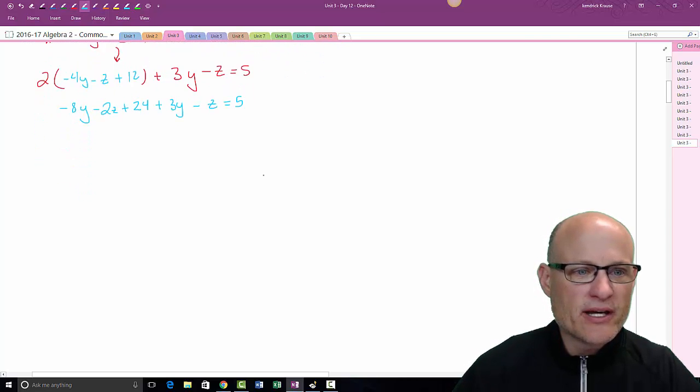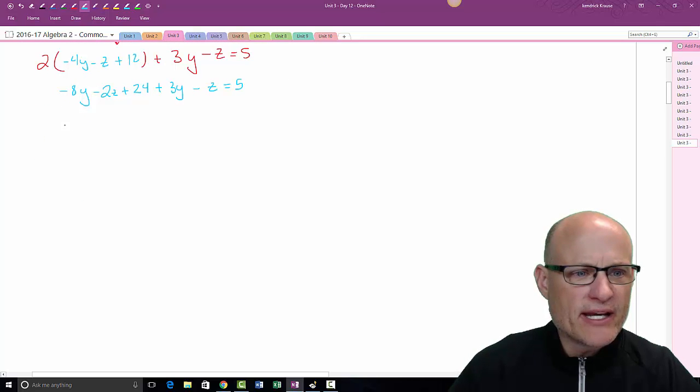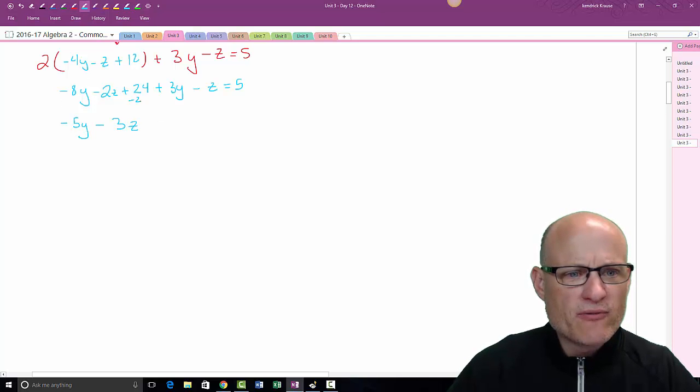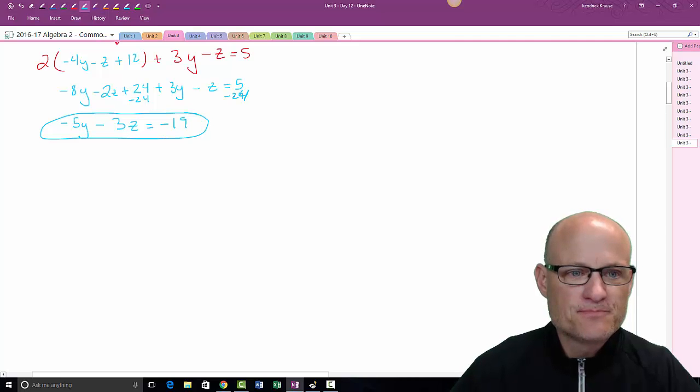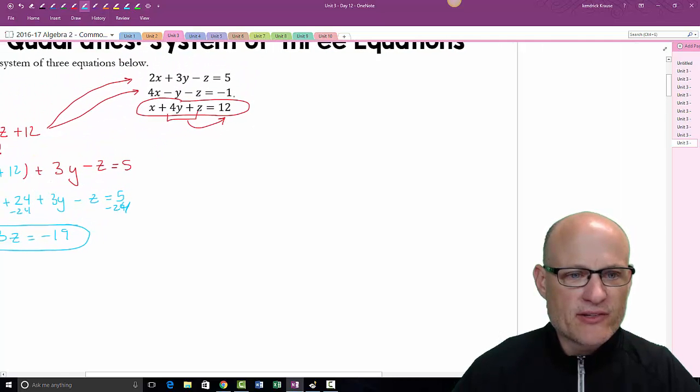Let's keep cleaning that up. How many y's we got? We got negative 5y minus 3z. And if I bring this 24 over to the other side, I get equals negative 19. So there's my first equation I'm going to use. Now I'm going to plug it into that second one.